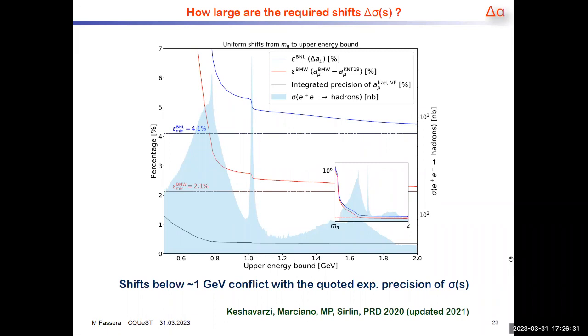So the message is, if you want to touch the cross-section at high energy, you have a problem because you end up screwing up the electroweak fit. Then you can do it at low energy. At low energy, yes, you can do it, and there is no problem from the electroweak fit, roughly speaking, but you have to change it a lot. Then you have a conflict with what is quoted by the experimental precision of these results.